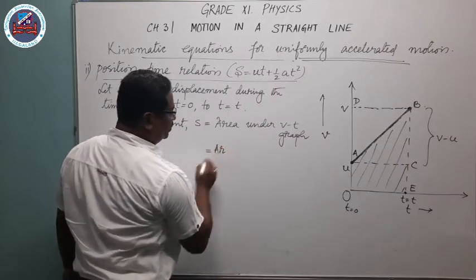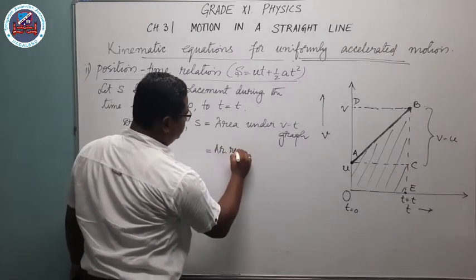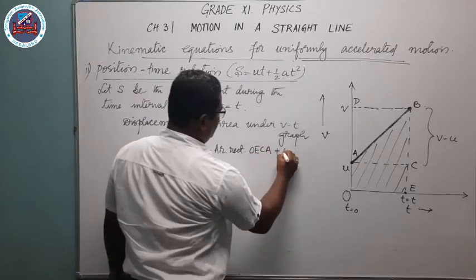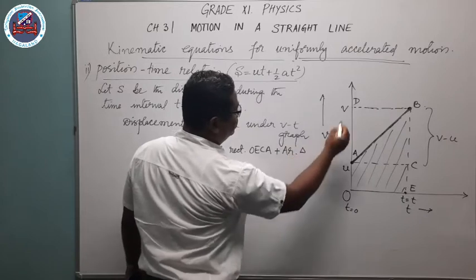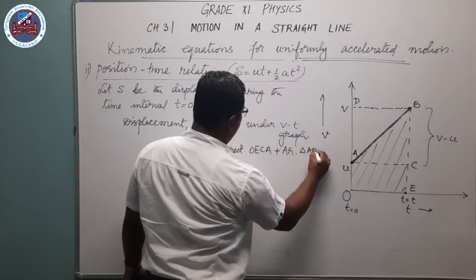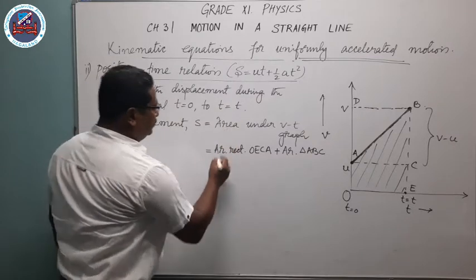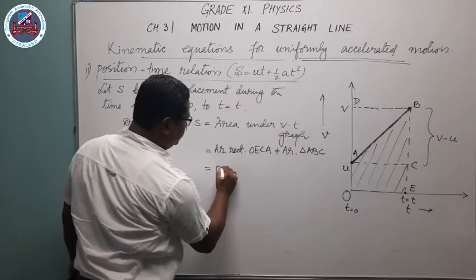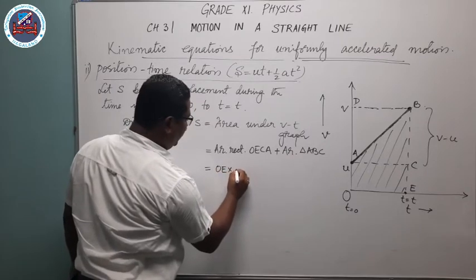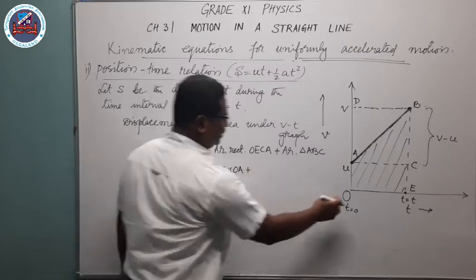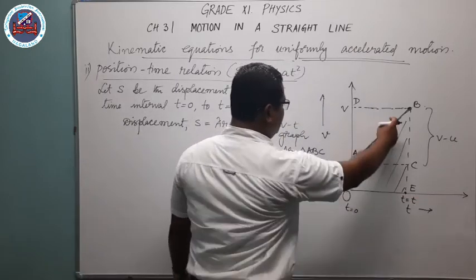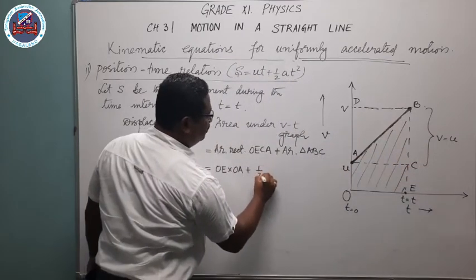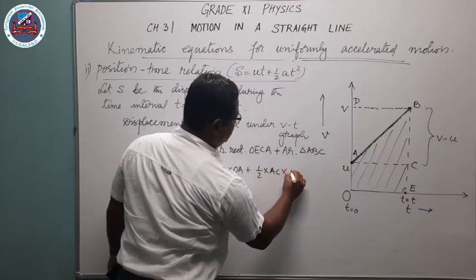Area, I am writing in short AR of rectangle OECA plus area of triangle ABC. Then you will get area of rectangle length into breadth. Length I am taking it as OE, and breadth I am taking it as OA. This is length, this is breadth. And then in this triangle, half into base into height. Half into base is AC and height is BC.